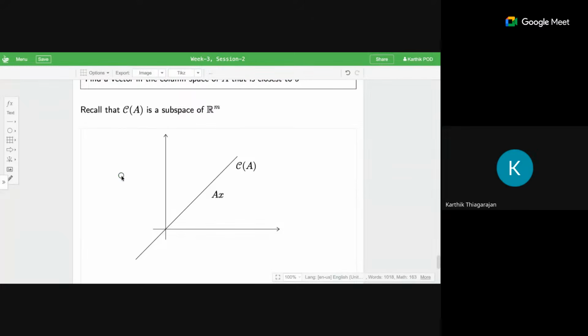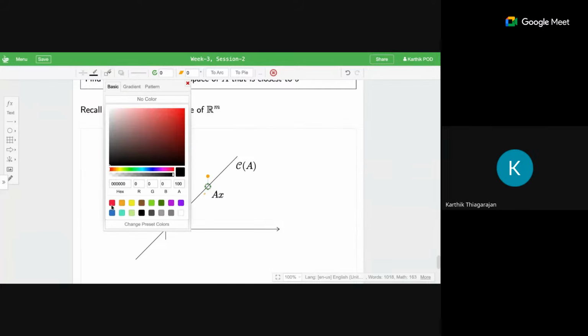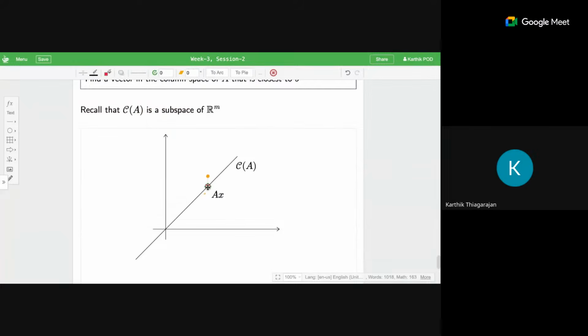So this is Ax. Something like this, I'm going to call it Ax. What you have is b, sitting somewhere here. So b is also in R^m, and in this case m is equal to 2. You have some vector b sitting somewhere here, and you have Ax. Ax could be anything in the column space of A, so it could be anywhere on this line.